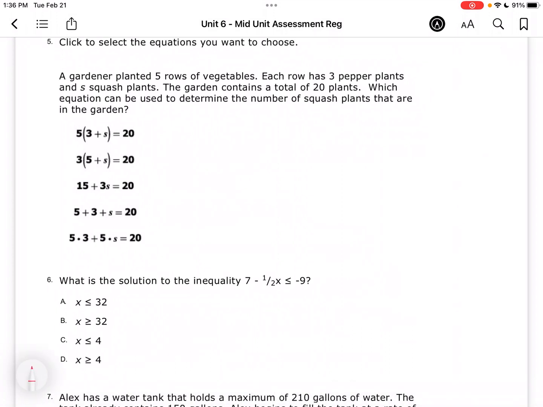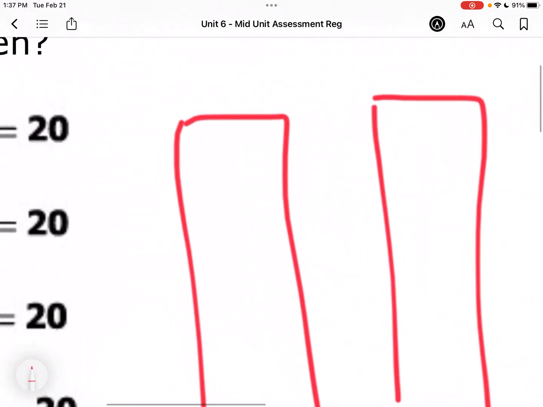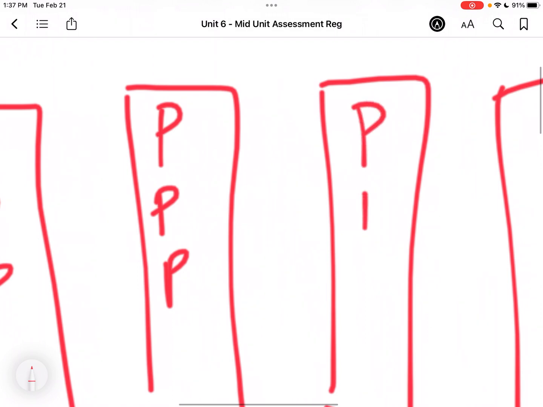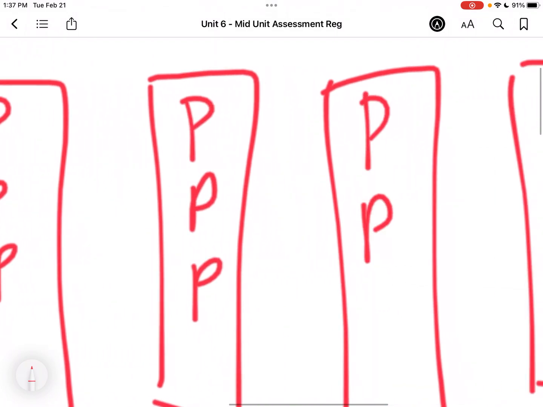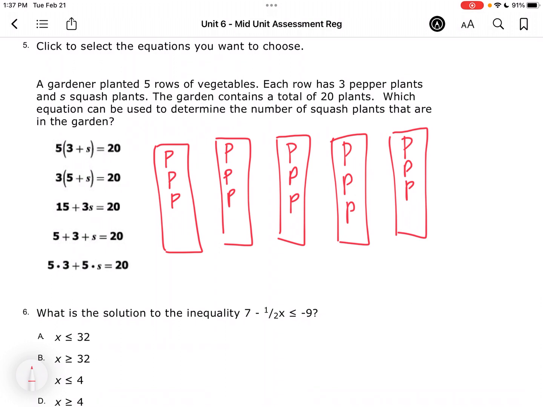All right. They wanted you to click all the equations. So the gardener planted 5 rows of vegetables. So I have 1, 2, 3, 4, 5 rows. Each row had 3 pepper plants. 1, 2, 3. And some squash plants. We don't know how many there were. We just know there were some in each row. The garden had a total of 20 plants. So which equations could be used to determine the number of squash plants in the garden?